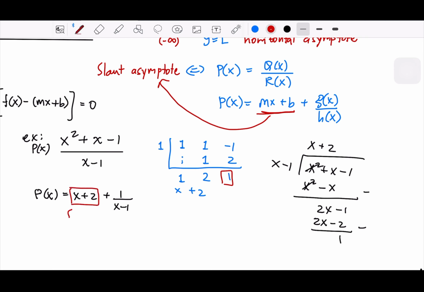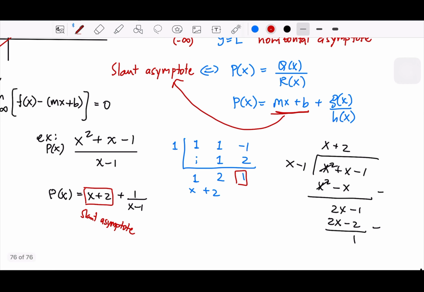So this x plus 2 is our slant asymptote. We could get this from synthetic division or long division, but remember to go back to the definition of the slant asymptote, which is the limit as x goes to infinity of f(x) minus (mx plus b) is equal to 0.